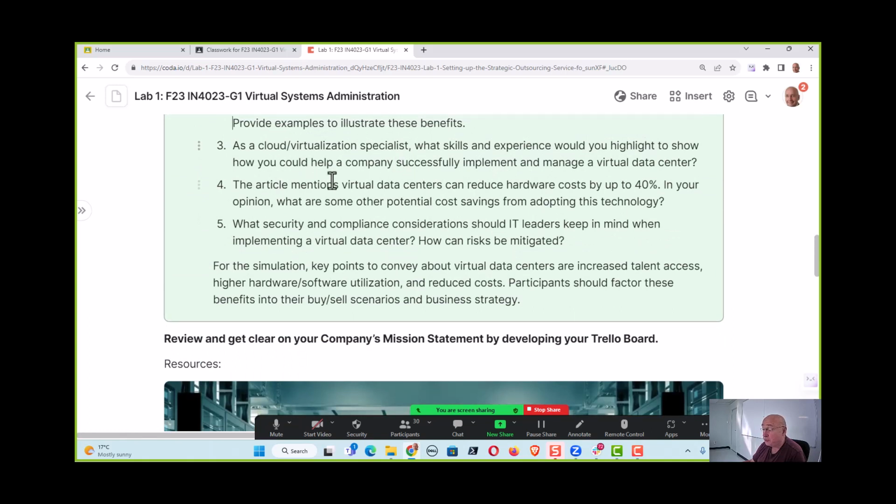So the article mentions virtual data centers can reduce hardware costs by up to 40%. What are some other potential cost savings you might get besides hardware? Well, software is a big one. Services is a big one, just backing up all that data, running antivirus programs, right? Keeping all your operating systems patched up to the latest level. So that's actually within a category of something called SRE, Safety and Reliability Engineering. Safety and reliability engineering would be another factor other than hardware.